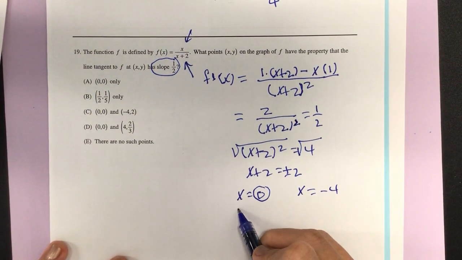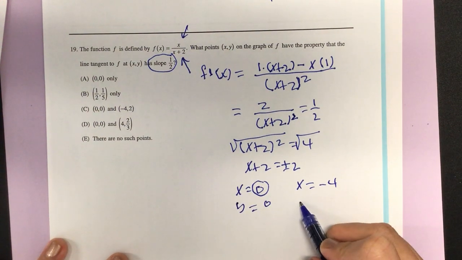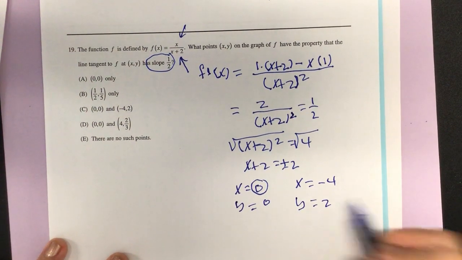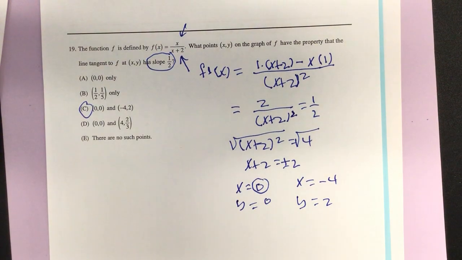Okay, what was a y value when x equals 0? 0. What was a y value when x equals negative 4? 2. So we're looking for 0, 0, negative 4, 2, which is where? C. Okay, our last one, number 20.